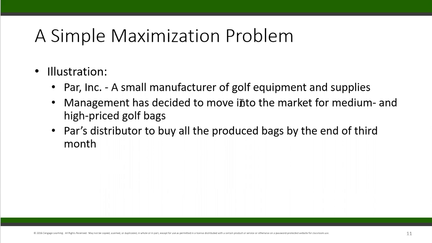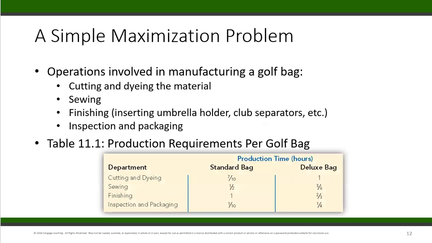Let me just go to the next slide. We have standard bags. They're making golf bags. There are two types of product, standard bags and deluxe bags. And operations involved in manufacturing of a golf bag include cutting and dyeing, sewing, finishing, inspection, and packaging. So 4 stages. And then we have the unit time in each one of these departments for each unit of bag, and for both types, for standard and deluxe.